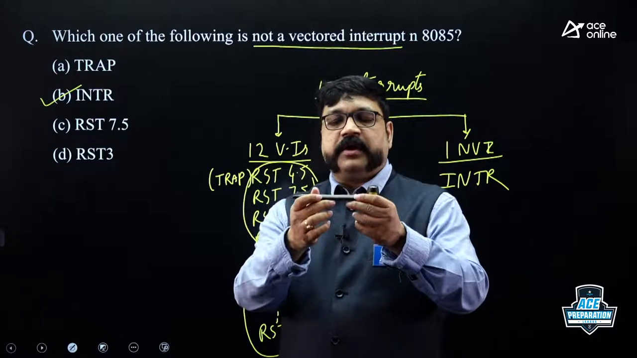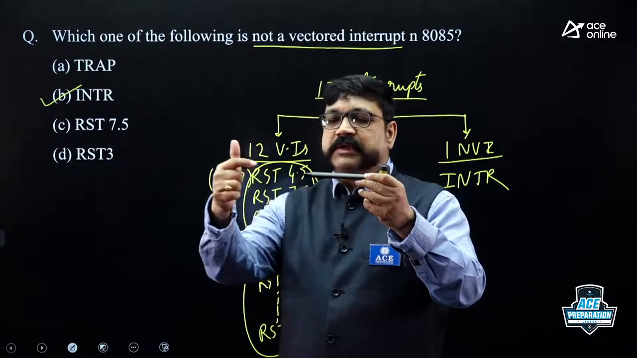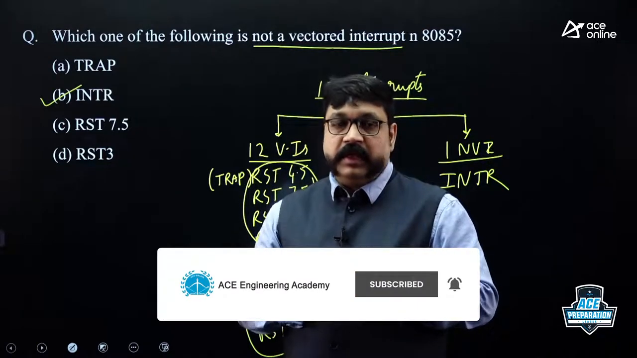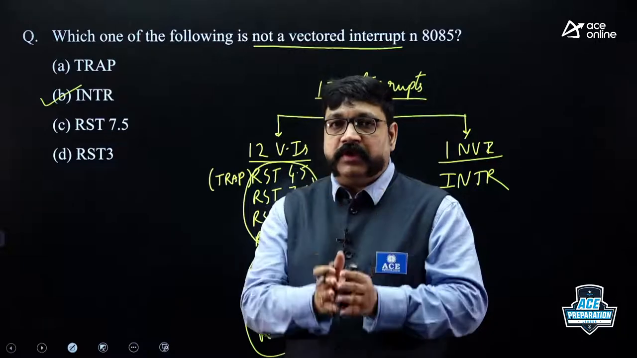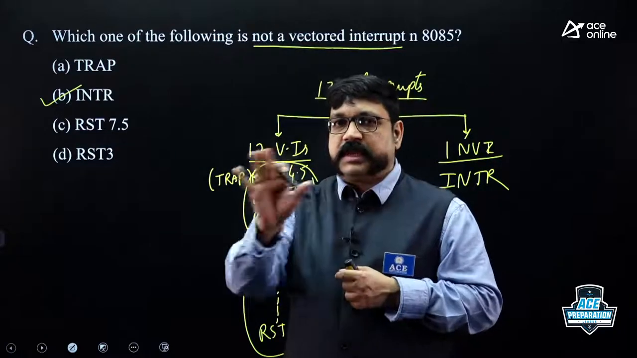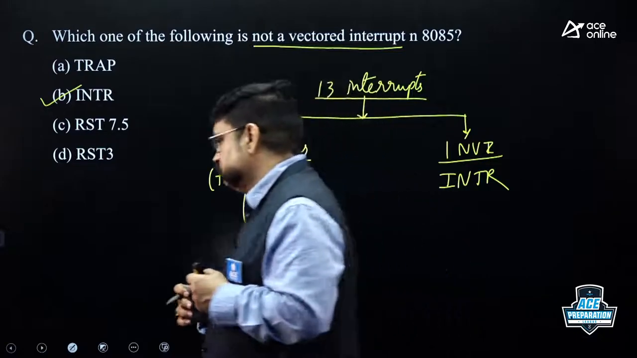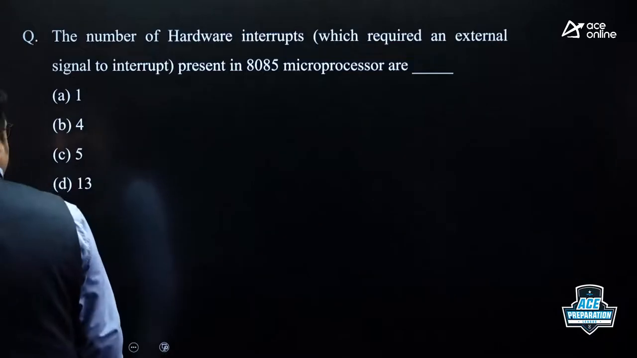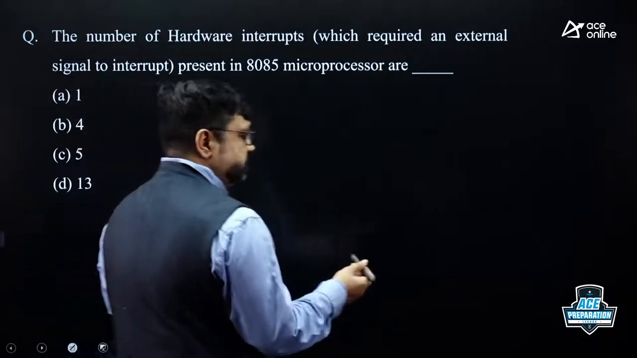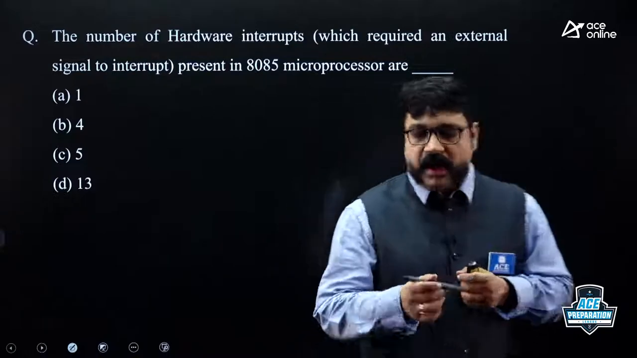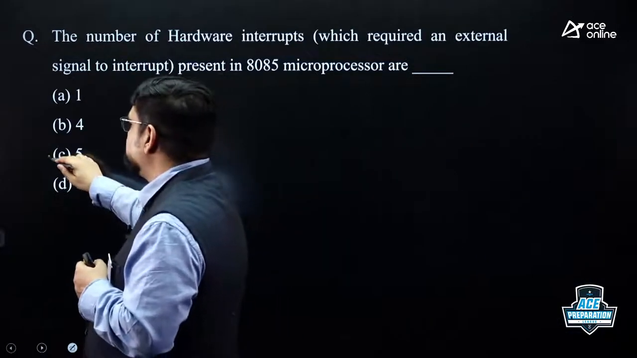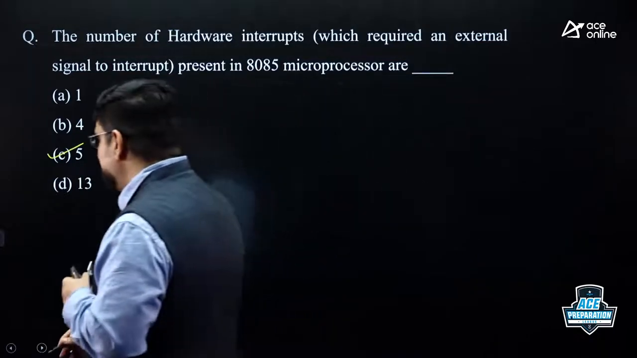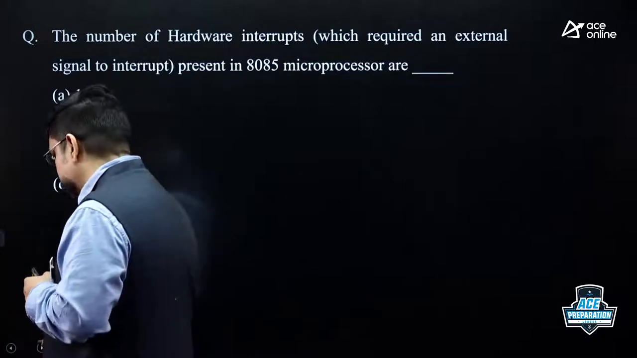Hardware interrupts are in the form of interrupt input pins. A signal received via that interrupt input pin will be treated as an interrupt. It will be recognized if and only if that interrupt is in enabled condition, otherwise not. So, how many hardware interrupts are there? RST 7.5, 6.5, 5.5, 4.5 and INTR. Total 5 hardware interrupts are there. 8 software interrupts are there. 5 plus 8, total 13 interrupts are there in the 8085 microprocessor.